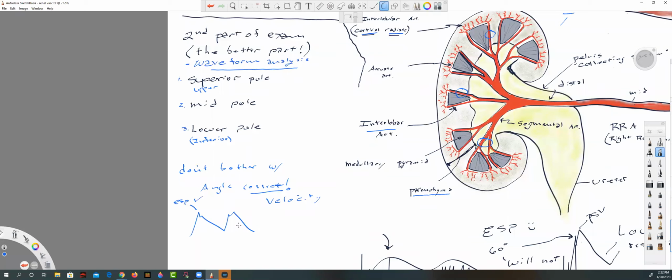You probably won't be asked to measure it, but if you are, it's a very easy measurement: the acceleration time from here to here, and that needs to be less than 100. Or you could just be eyeballing it. You could just eyeball it and say, is it a good looking waveform? Does it look like that, or does it look like that? Tardus parvus, that's bad.